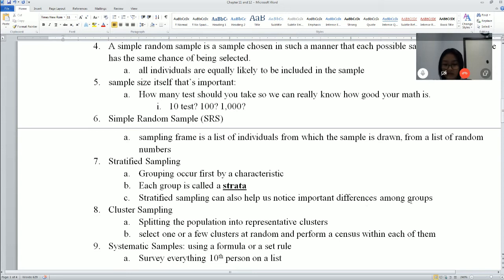That's the key part of the strata, making sure that they have the same characteristics. Okay, because strata sampling can also help us notice differences. Okay. Next, cluster. Don't worry, we're gonna see the difference soon.